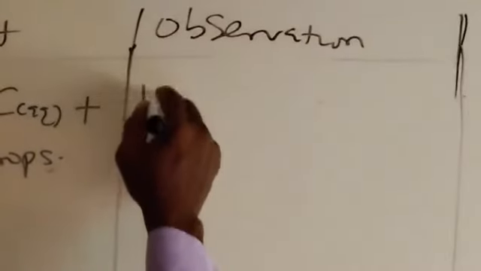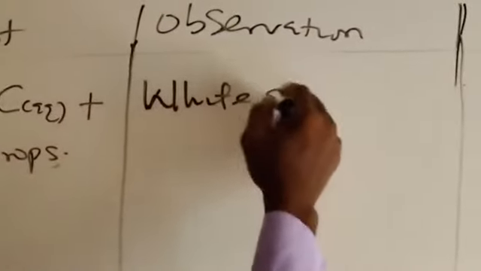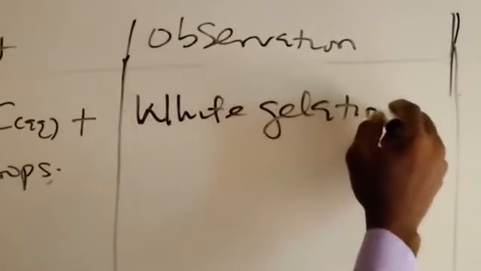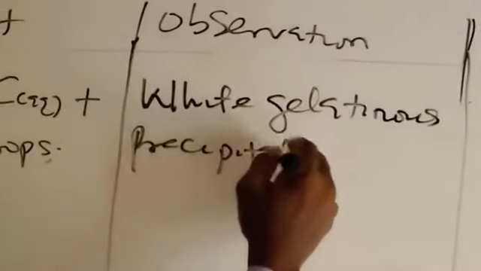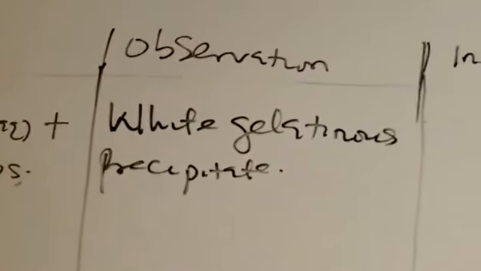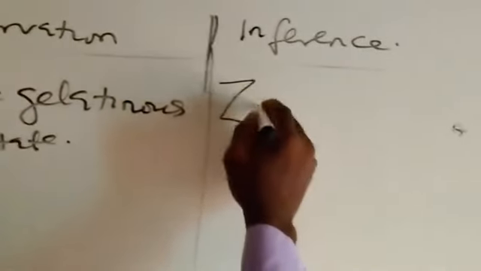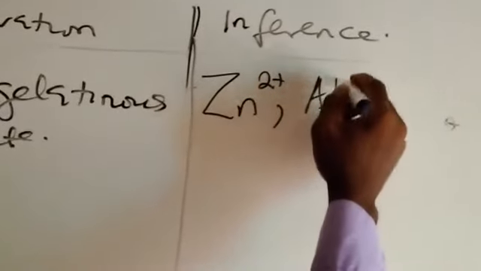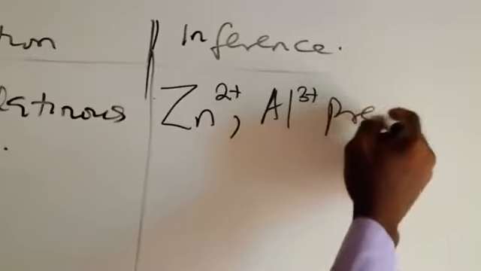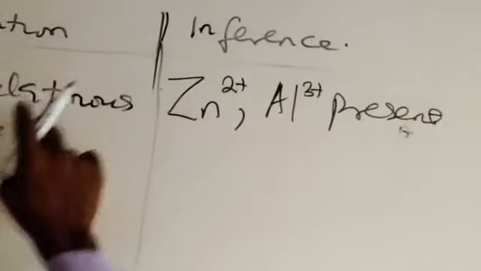So report our work. We now write observation: white gelatinous precipitate formed. And the ions that give us this kind of result are the same zinc 2 we observed before, or aluminium 3 ion, these 3 present. Lead was removed because of the word gelatinous.